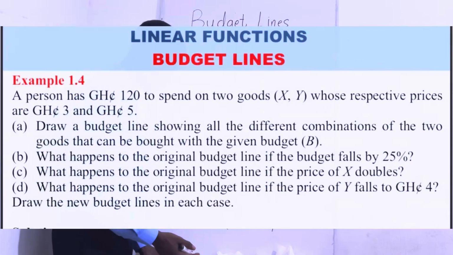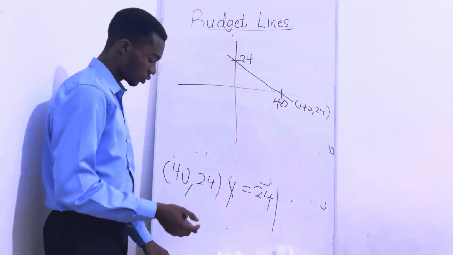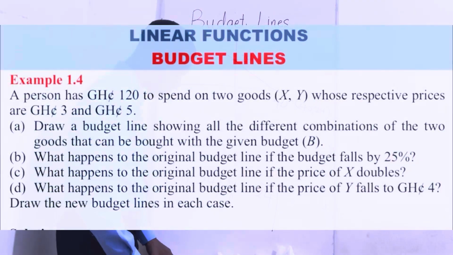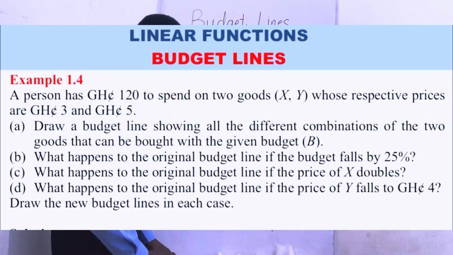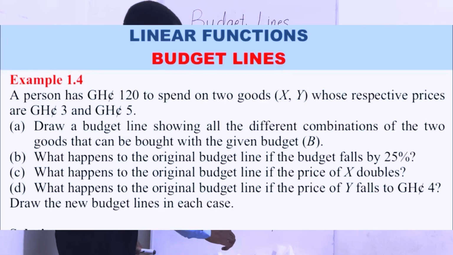So that's for the A. The A says draw a budget line showing all the different combinations of the two goods that can be bought with a given budget. So we are done with the A. Now let's go to the B. B says what happens to the original budget line if the budget falls by 25%?